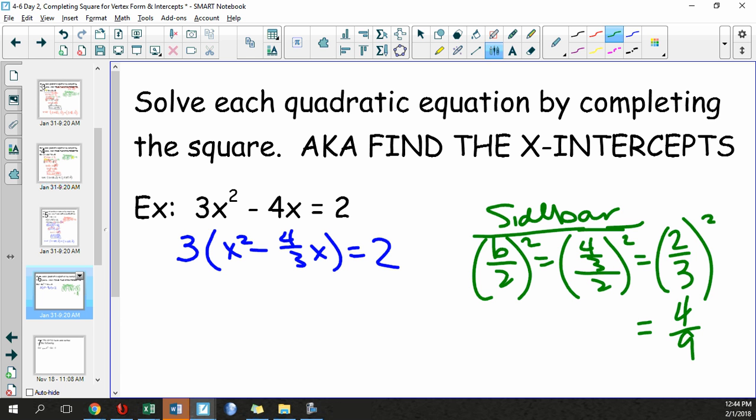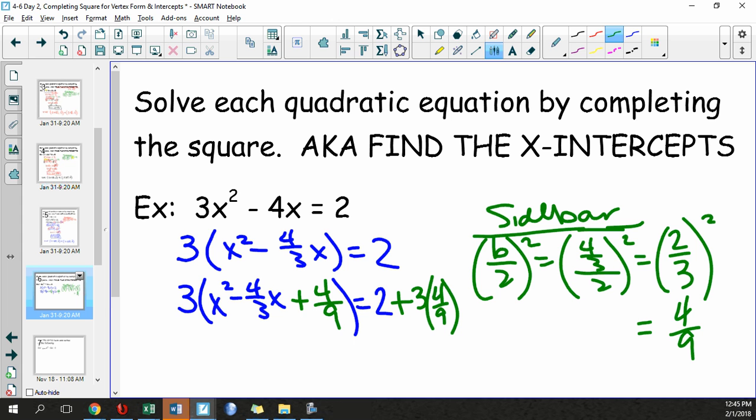4/9. Now, where am I going to add that 4/9 to? Both sides where? Inside the parentheses. 3 parentheses x squared minus 4/3 x plus 4/9 is equal to 2 plus, what am I adding now on the right-hand side? A, which is 3, times 4/9. Do we see that? Yes? A times b divided by 2 squared.